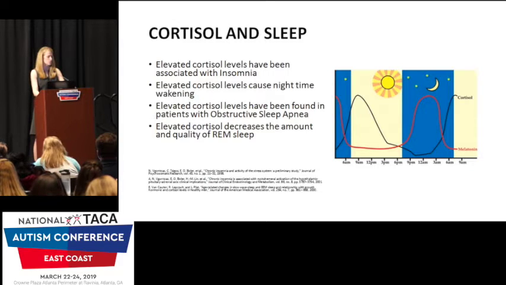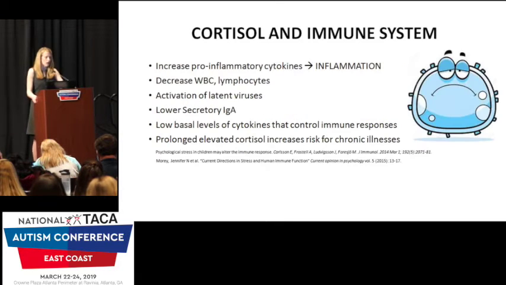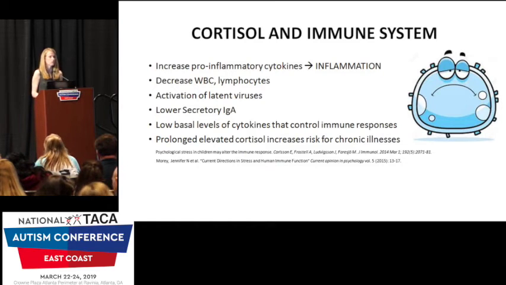So that's very interesting. I think that REM sleep component is important, and there have been plenty of studies that have shown that children with ASD have less REM sleep or the quality is not as great. And then with the immune system, cortisol has been associated with increased pro-inflammatory cytokines, specifically IL-6 as well as TNF-alpha.